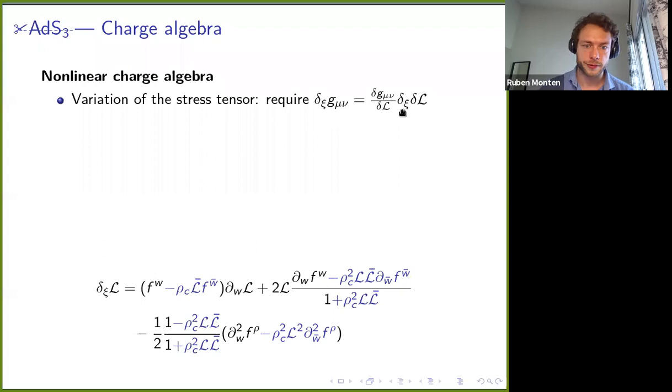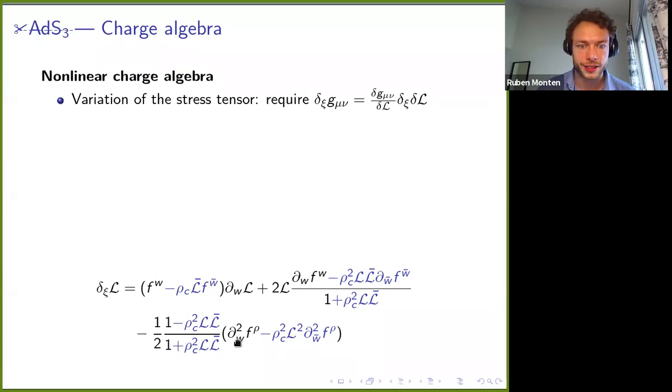If we do this calculation, we get the following result, which looks maybe quite messy. But ignoring the terms in blue, you will recognize essentially the Lie derivative, f_w times d_w of L, and this factor two corresponds to the fact that the stress tensor is a spin two field. Then there's this term proportional to F_rho, and I've forgotten to write down what F_rho is. It's essentially the w derivative of f_w plus the w-bar derivative of f_w-bar with some factors. In fact, it's exactly this factor here in front.